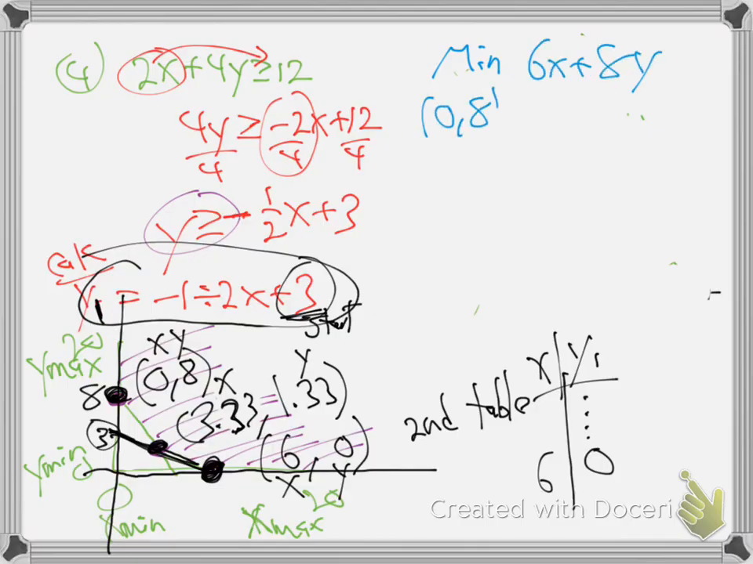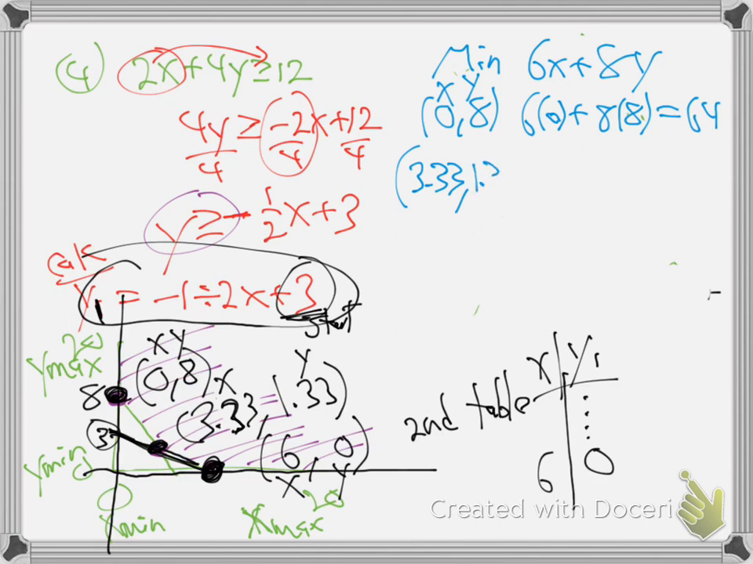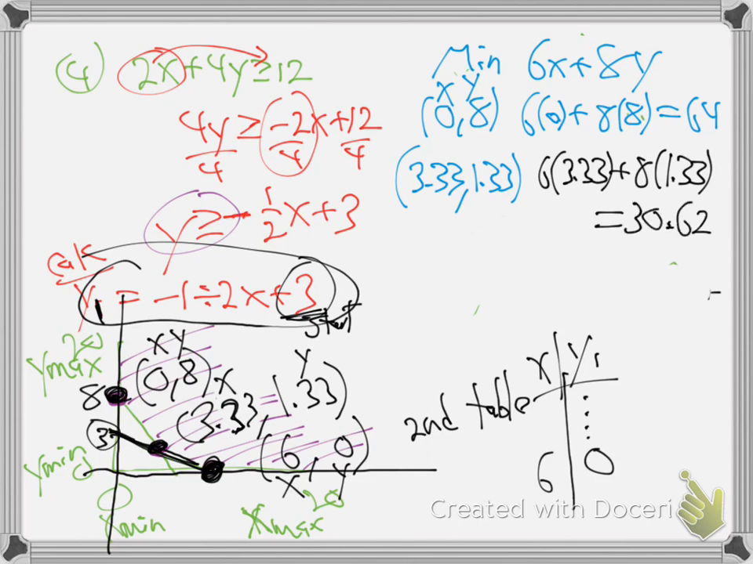So we do the first one, 0, 8. Plug in 0. Plug in 8, right? This is x, y. And you get, what's that, 64. Then do the next one. 3.33, 1.33. Plug it into your calculator. I have no idea what you get. Anybody got that one? I'm getting 30.62. And finally, the third one, I'm talking about 6, 0. So we get 36.